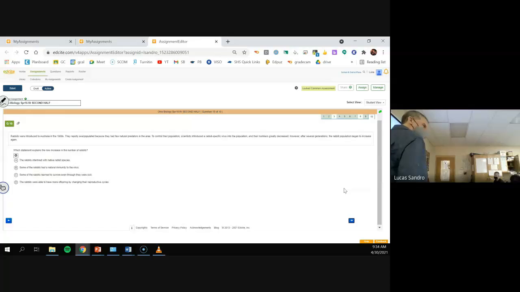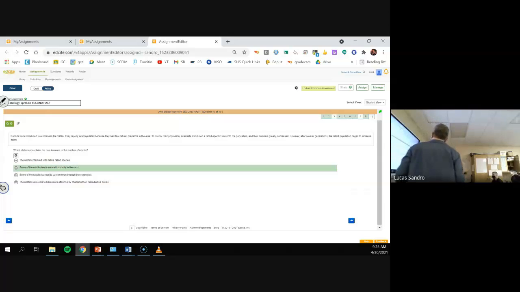Does that sound right? That sounds like how we talk about natural selection, right? It's not that they grew an immunity, but some of them already had an immunity, and they're the ones that repopulated when the rest of the rabbits died. C, some of the rabbits learned to survive even though they were sick. No, that's not evolution talk. And D, rabbits were able to have more offspring by changing their reproductive cycles. Again, that's just change during your life. Doesn't work that way. It's got to be B.